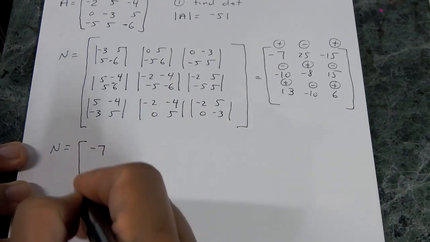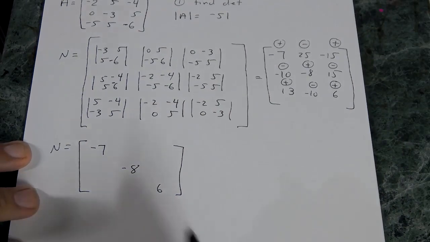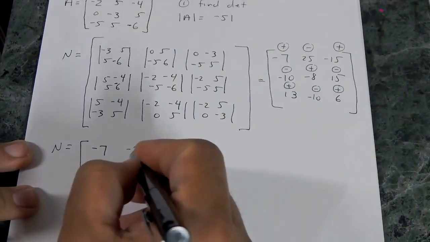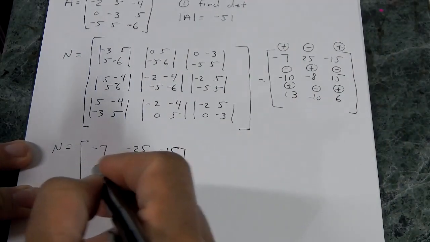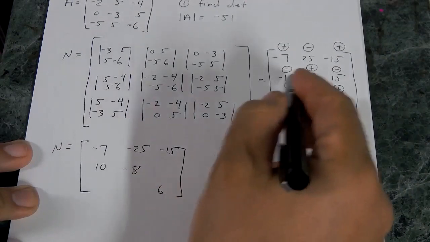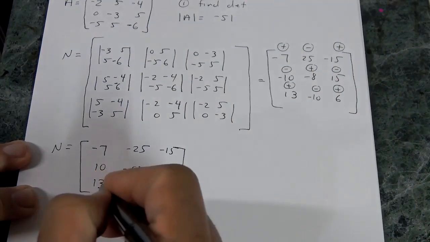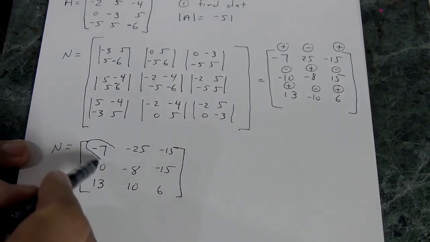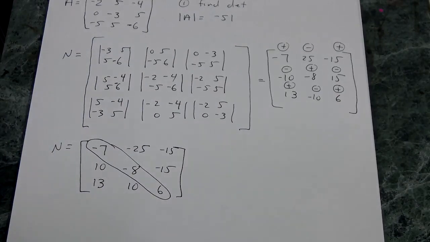That's my main diagonal. And then we are going to rewrite all of that. So this becomes negative 25 and negative 15. This becomes a positive 10. This becomes a negative 15, a 13, and a positive 10. Remember, this is the main diagonal. Sometimes it's easier if you just highlight that main diagonal.